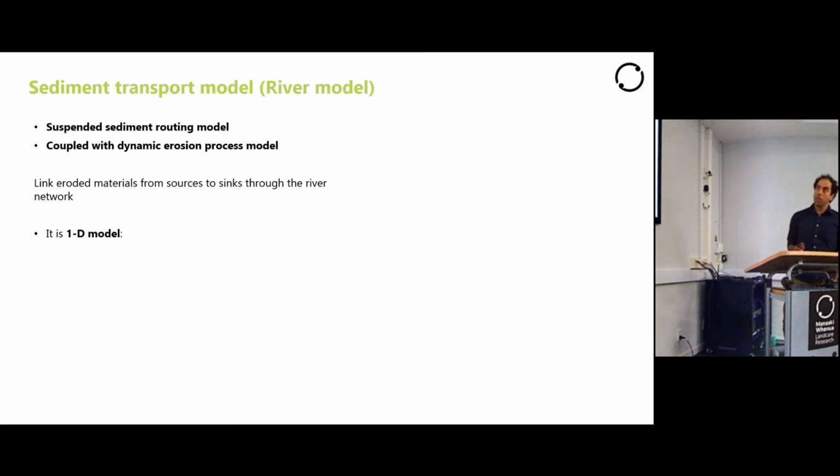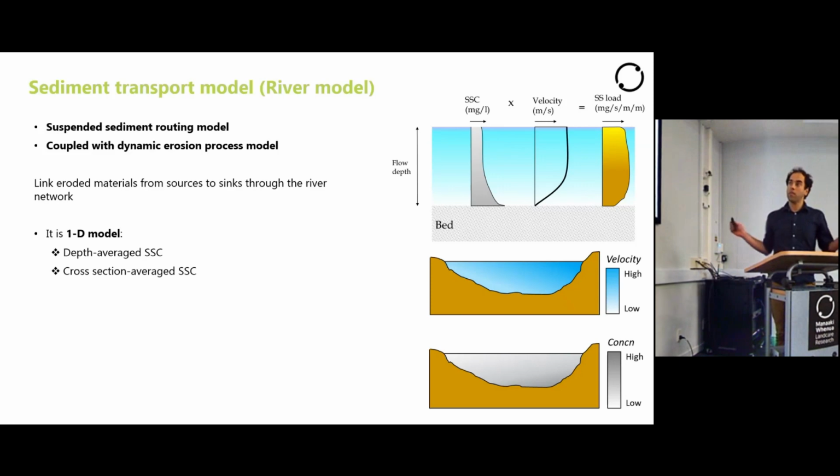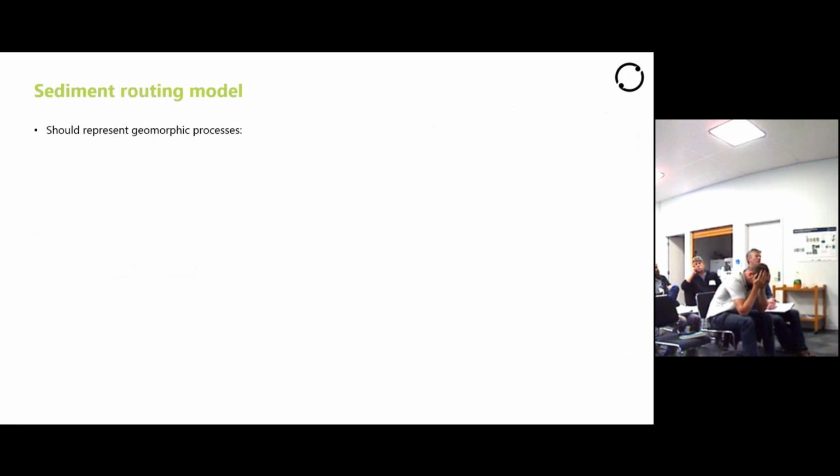Remember that it is a bonding model, which means that it is a depth average sediment concentration. We don't have changes in the depth of the water, and it is a cross-section average. We don't have variability of sediment concentration within the cross-section. It's just one value for one reach of the river. And again, it's a bonding model.